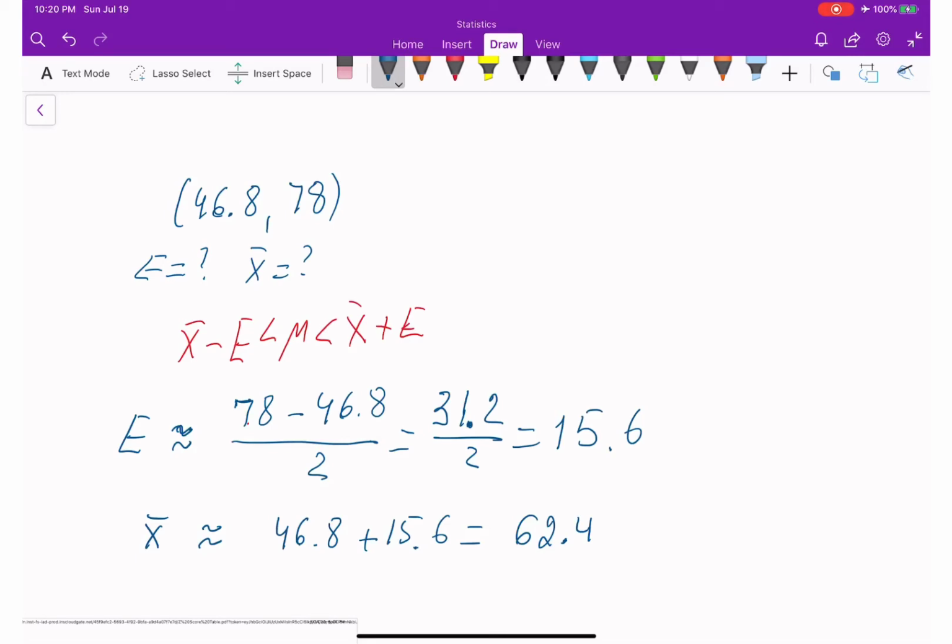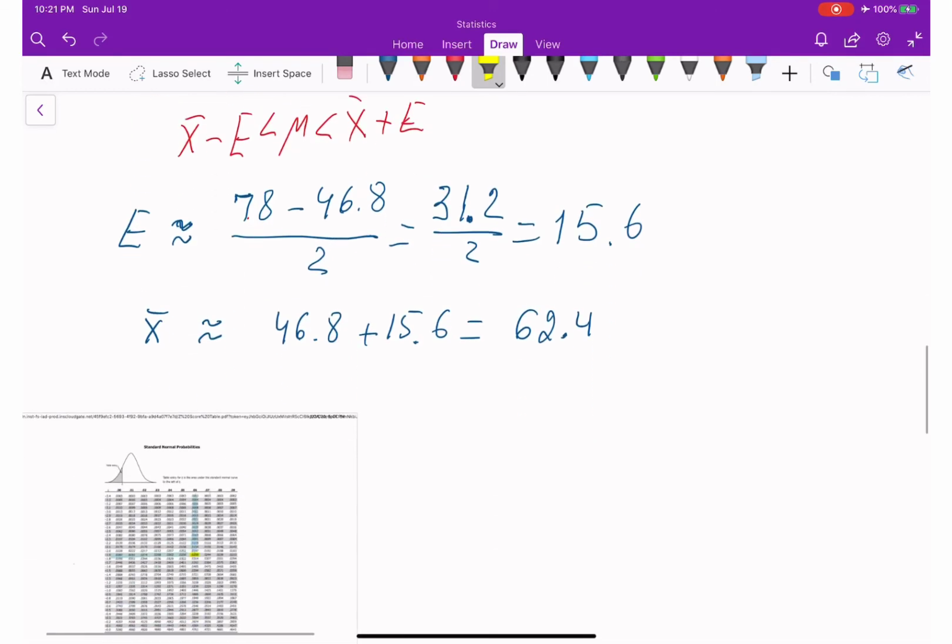So one more time, you can find approximately sample mean by either adding this margin of error to the lowest level, meaning left limit, or subtract margin of error from the highest one. And here we got approximately margin of error 15.6 and x bar, which is sample mean, it's going to be 62.4. Okay, solving next word problem.